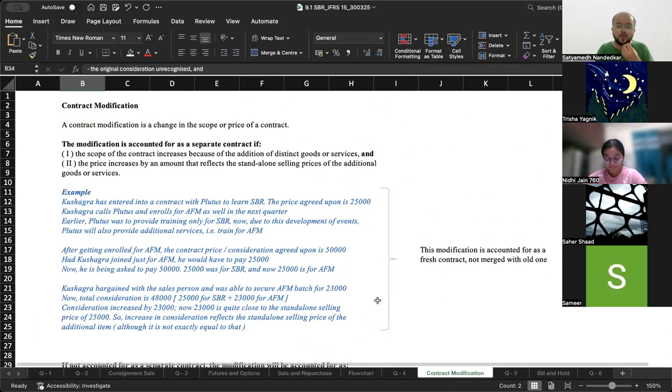Now, when it comes to contract modification, a contract modification is a change in the scope of the contract. It should be accounted for as a separate contract if the scope of the contract increases because of the addition of distinct goods or services and the price increases by an amount that reflects the standalone selling price of the additional goods or services. Okay, once just go through the example here.